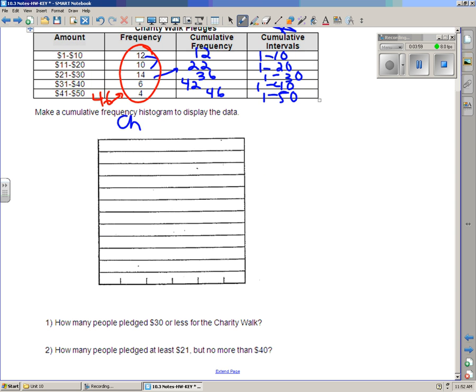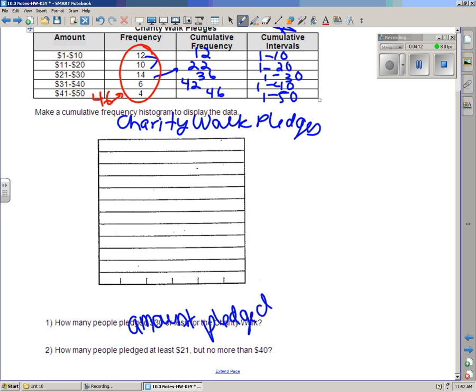So we still have charity walk pledges. We still have amount pledged. I know I'm going over the words. Sorry about that. And you still have frequency. Some people like to call this cumulative frequency, and that's fine.